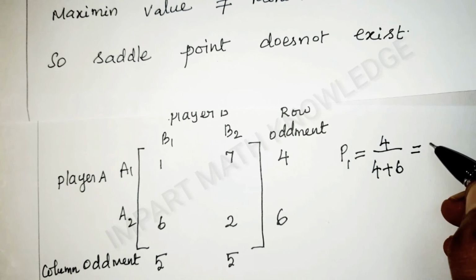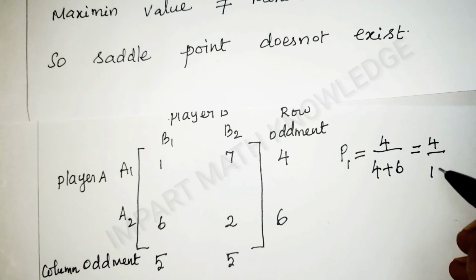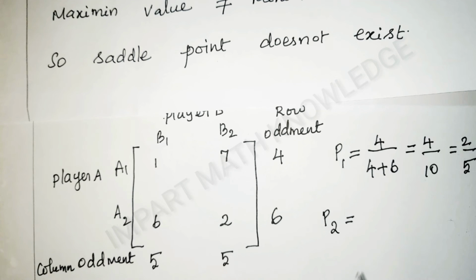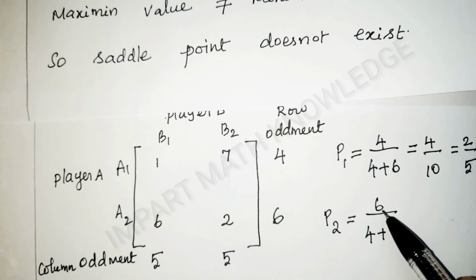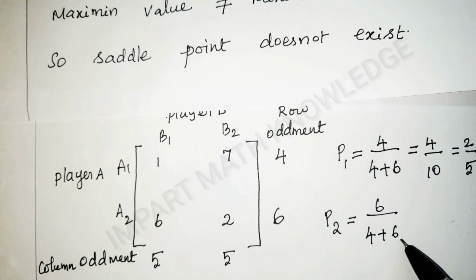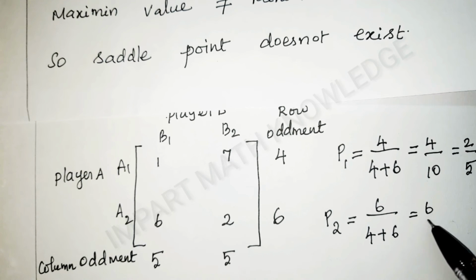So P1 is equal to 4 by 10, that is 2 by 5. P2 is the probability that the player uses the second strategy. P2 is equal to the given value 6 divided by the total value 4 plus 6, that is 6 by 10. So this is equal to 3 by 5.